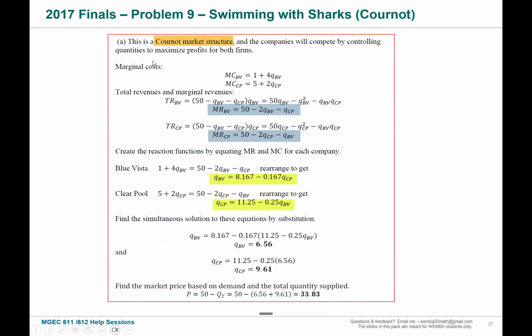So here is the solution. It says that this is a Cournot market structure, and the companies will compete by controlling the quantities to maximize the profits. So once you know this Cournot market structure, then you got your standard process: get the reaction curve for firm 1, get the reaction curve for firm 2, and then solve them together. Make sense? And I think you know the process. How do you get MR, and your MC is pretty straightforward, and you solve for it.